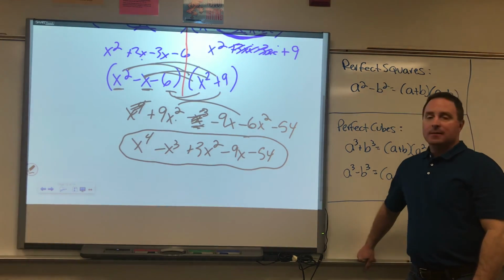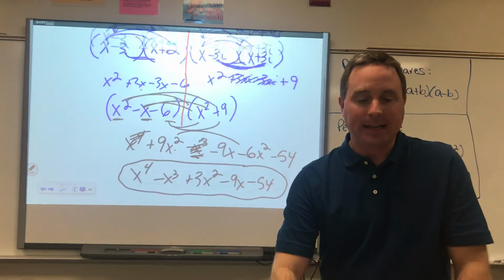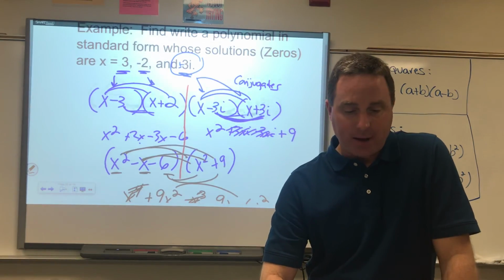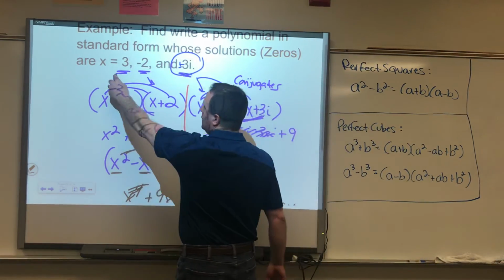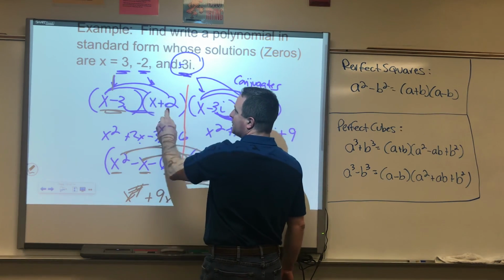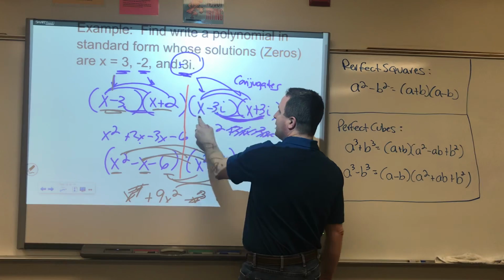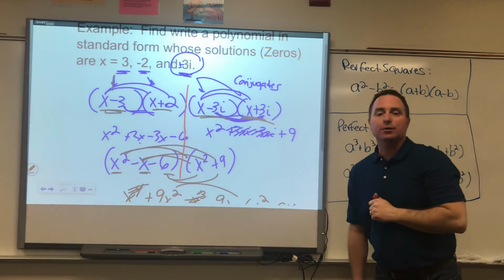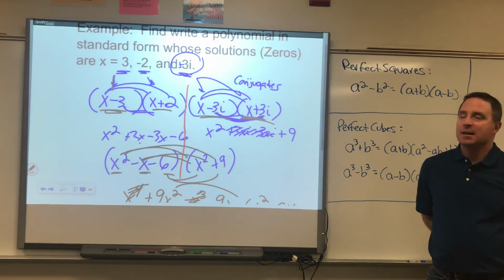But once again, it all starts from the very beginning here when we're trying to find the polynomial equation. It starts with the opposite. Positive 3 came from minus 3. Minus 2 came from plus 2. And the i's always have 2 solutions. Okay? There we have it.